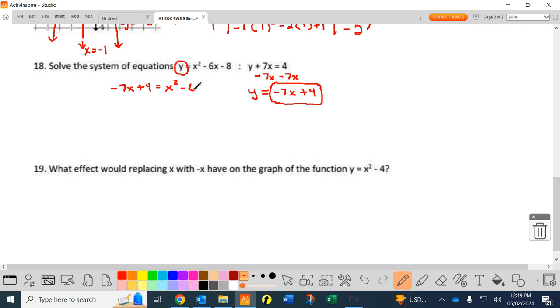Now to solve a quadratic, I need everything on one side and I need it equal to 0. So I'm going to go through and add 7x, lining it up underneath its like term. That's going to make it 4 equals x squared plus x minus 8. Then I'm going to minus 4, minus 4. That's going to make it 0 equals x squared plus x minus 12. That's our diamond that we need to factor.